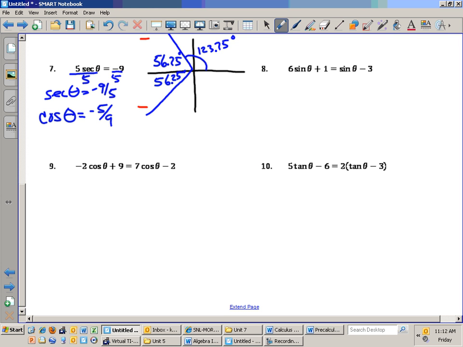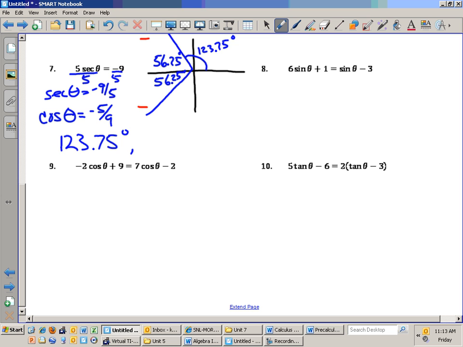So what is my first solution going to be? 123.75. The reference angle helps me find this one right here. We need to define this reference angle in order to get the one in the third quadrant. My second quadrant angle is 123.75. 180 minus 123.75 gave me this reference angle.